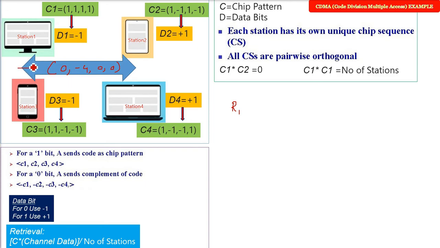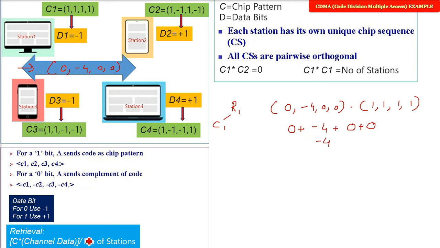So what we'll do is take the channel data 0, -4, 0, 0. Since the receiver already knows the code of station 1, which is 1, 1, 1, 1, we take the inner dot product. 0 into 1 is 0, -4 into 1 is -4, 0 into 1 is 0, 0 into 1 is 0. Now just add them. What do you get? -4. Now you have to divide it by the number of stations. There are 4, so divide by 4. What do you get? -1. And this -1 was sent by station 1.